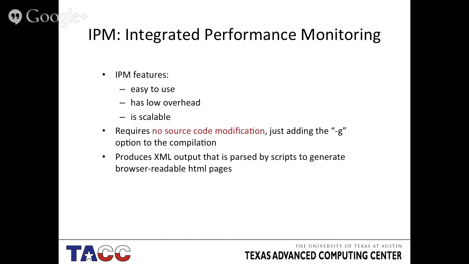The thing about IPM is that it's very easy to use. It's scalable, so you use it for MPI codes. It has a very low overhead, which is very important. And it requires no source code modification. You just add the -g during compilation, and that's all, okay? It will produce an XML output, and you can parse this XML output to produce HTML pages.